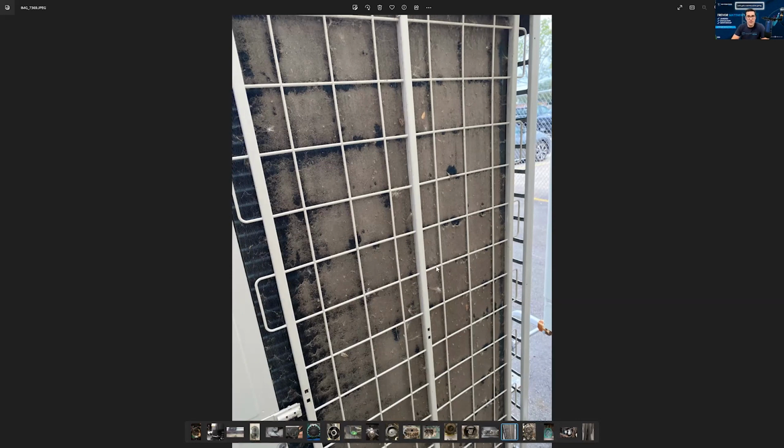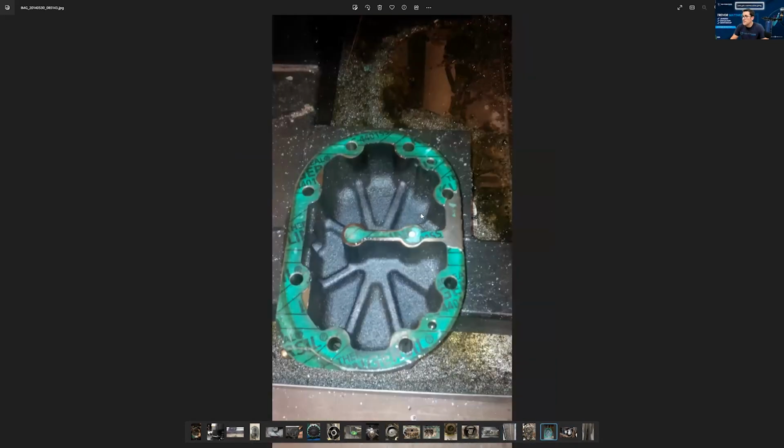Here's a condenser plugged up. What's that lead to? No airflow, high head pressure, high compression ratio. Or you pull it apart. That's a pretty dirty one there too.